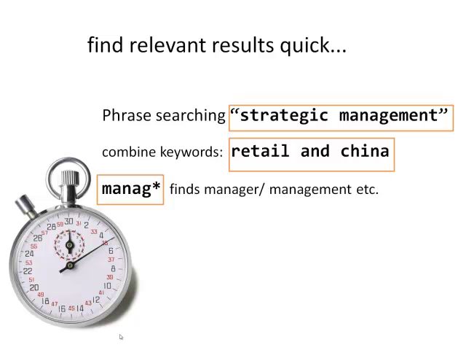Another useful thing to do is to use a truncation, and here I've used the asterisk, and you can use that in most of our databases. So for example, manage with an asterisk finds manager, management, etc.